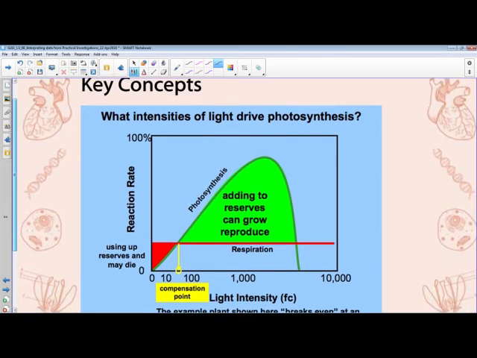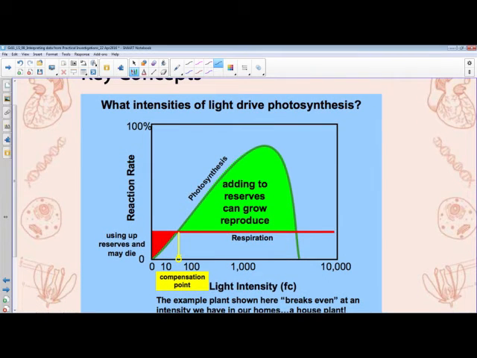There's another concept that we need to look at: what intensities of light drive photosynthesis? Essentially, what this graph shows you is the relationship between respiration and photosynthesis. And at some point, guys, at this point here, which we call the compensation point, as I said earlier on, the net intake of carbon dioxide by the plant equals the net amount of carbon dioxide produced during respiration.